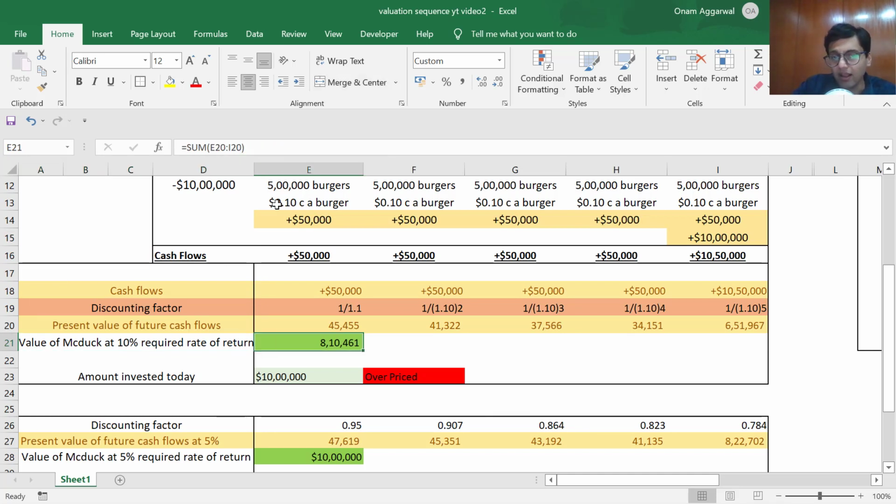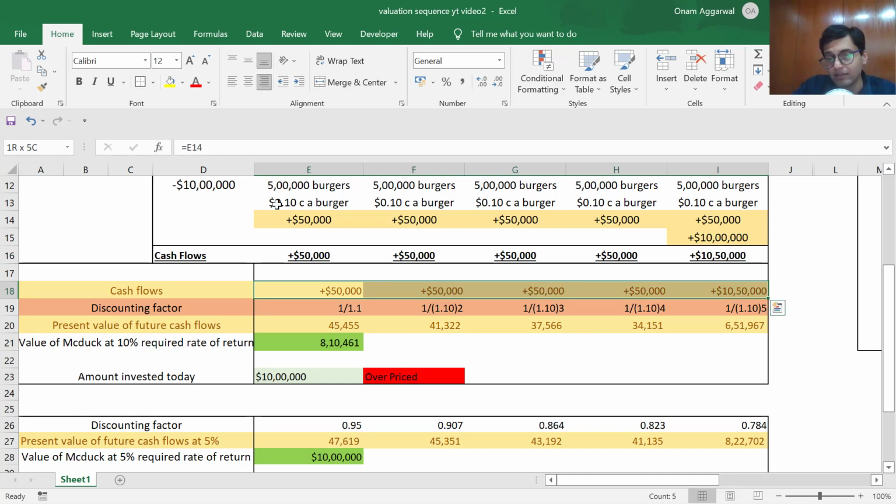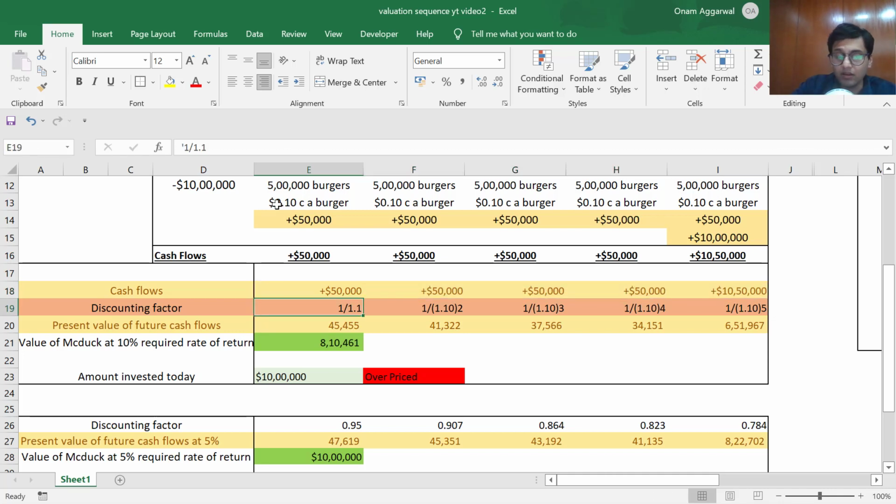How will you do that? We already have the future expected cash flows we think we will get by investing in McDuck burger joints. Now, in the first year, since we have a required rate of return of 10%, we took 1 divided by 1 plus 0.10, and that comes out to be 1 by 1.1. So in the first year, the discounting factor is easy, right? 1 divided by 1 plus 10%, that is the required rate of return.